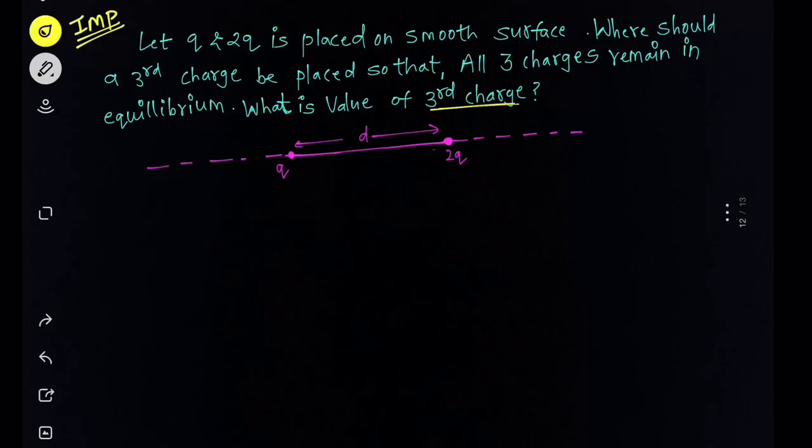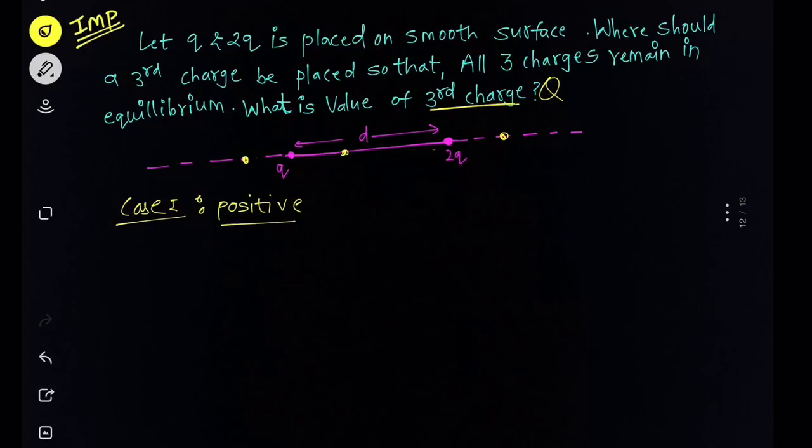So what we have to do, we have to put some charge. Now here we can say we have only three positions: the left position, the middle one somewhere here, and the right position. So we will proceed one by one. We are considering the third charge as capital Q, and in case 1, the charge is positive. Now let's consider we are putting that charge here. We have to maintain the equilibrium. It means all the charges should be at rest. So we will consider each charge one by one and see the forces acting on the charges.